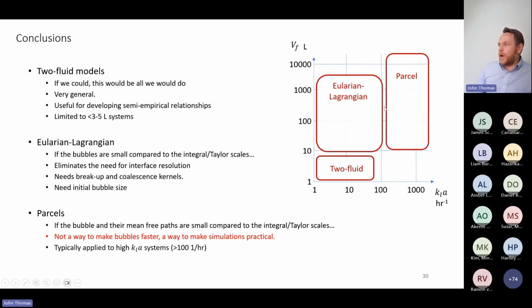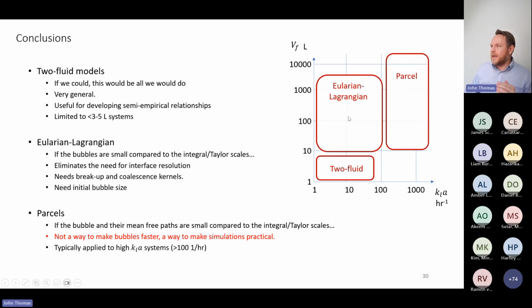You don't want to use the parcel to intrude into the discrete approach. If you could, only use discrete, right? It's a way to get away from discrete if the diffuse condition is satisfied. Just be aware of that. Don't say, oh, I want my Eulerian Lagrangian to run faster, therefore I'm going to go to parcels. Okay, sometimes, but not always.